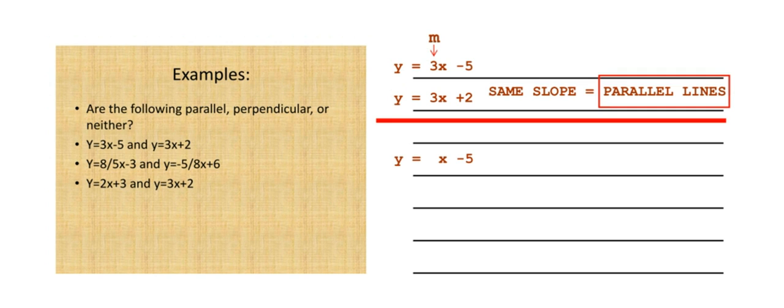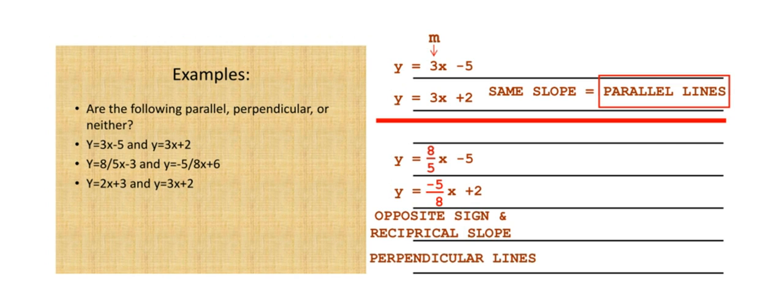Next set of equations, y equals 8/5 x minus 5 versus y equals -5/8 x plus 2. Hey, notice the fractions. What do you notice about the slopes being fractions? So in this case, they're opposite in sign and reciprocal slopes, meaning the signs are opposite, one's positive, one's negative, and the slopes are flipped. Instead of 8 over 5, the other one's 5 over 8. So they meet the criteria for perpendicular lines. They're both perpendicular lines then.